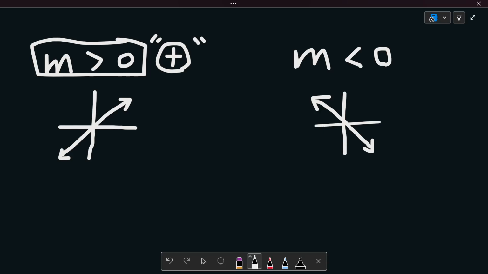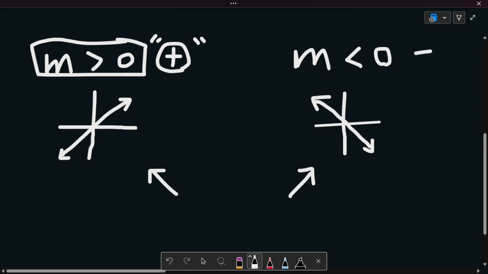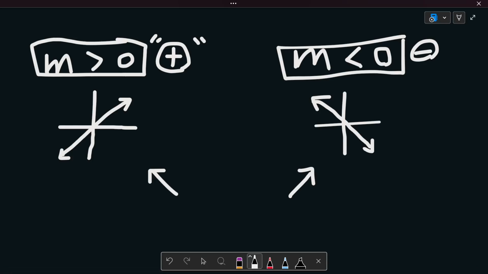So once again, if the gradient is positive, or just if the gradient is greater than 0, then it increases from left to right. But if the gradient is less than 0, meaning the gradient is going to be negative, then it decreases from left to right, basically. So we are reading graphs from left to right.